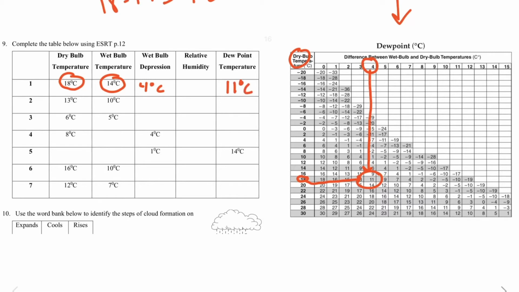That means on that given day, if the temperature of that day reaches 11 degrees Celsius, it will start to condense. Water will condense out of the air and be liquid droplets on the ground, or maybe even rain.